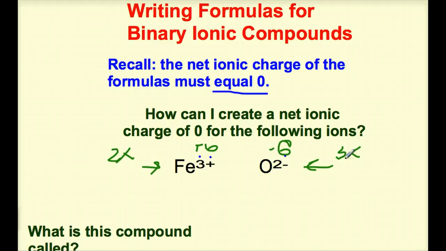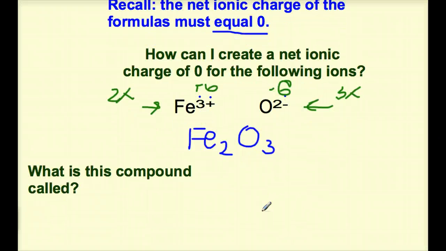So what we see is I'm going to need 2 Fe's, and I'm going to need 3 O's. And we could draw this with dot structures and everything, but we're going to take a look at how we can do this shortcut without having to worry about our math up here.